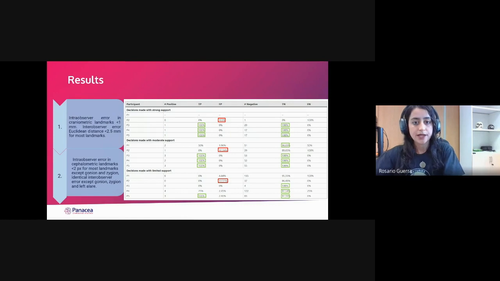But what we were able to see through this study is that the error in the dispersion in the placement of the landmarks, both in the skulls and in the photographs, was actually not high, not very significant between the anthropologists, between all the participants of the study.